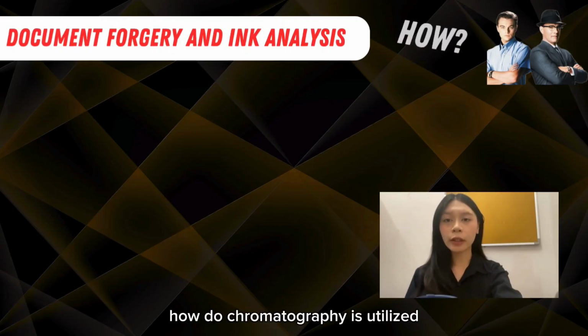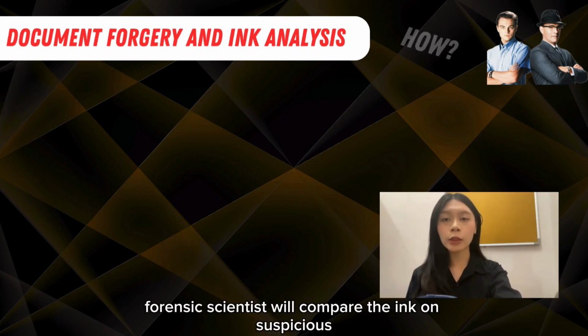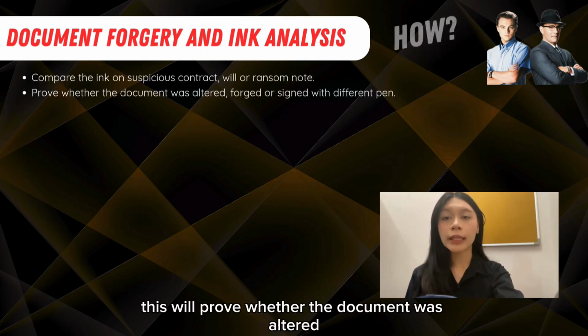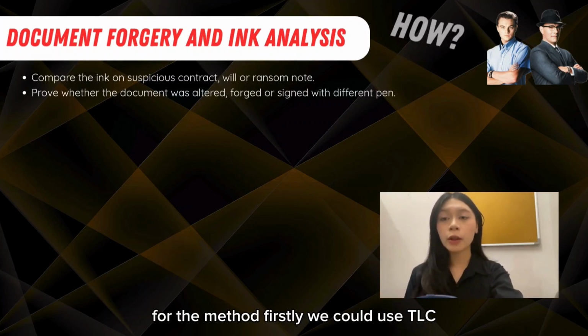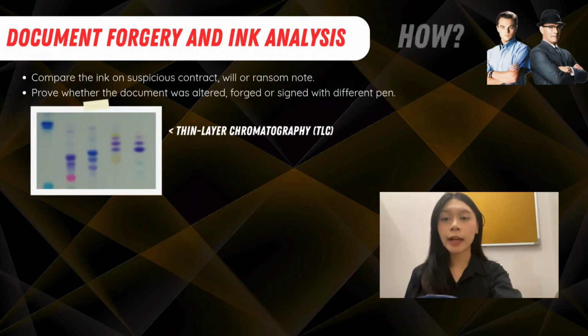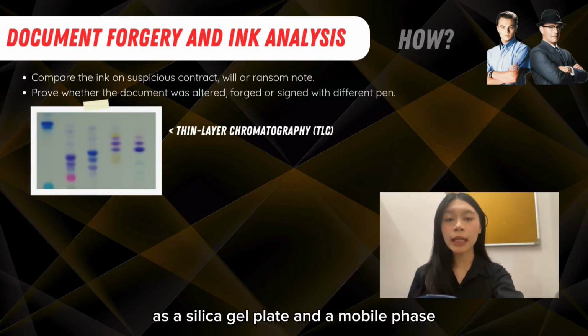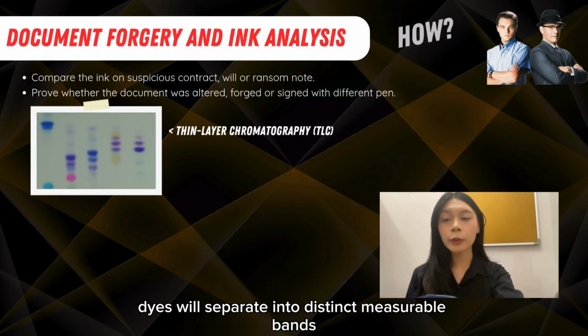How is chromatography utilized in the forensic and legal field? Forensic scientists will compare the ink on a suspicious contract, will, or ransom note. This will prove whether the document was altered, forged, or signed with a different pen. For the method, firstly, we could use TLC. Ink is placed on a stationary phase, such as a silica gel plate, and a mobile phase, which is a solvent, draws the dye components outward. The dye will separate into distinct measurable bands.